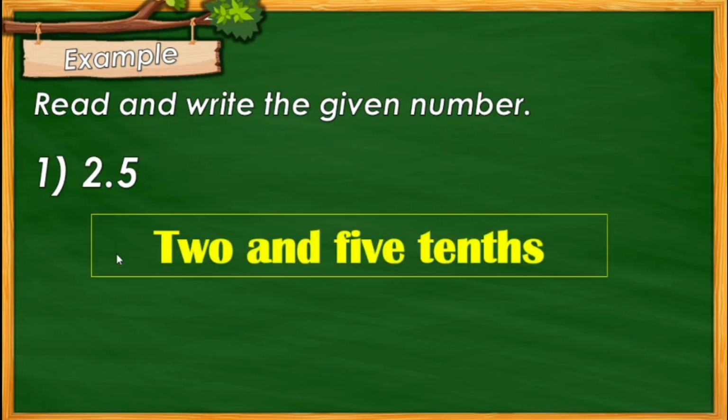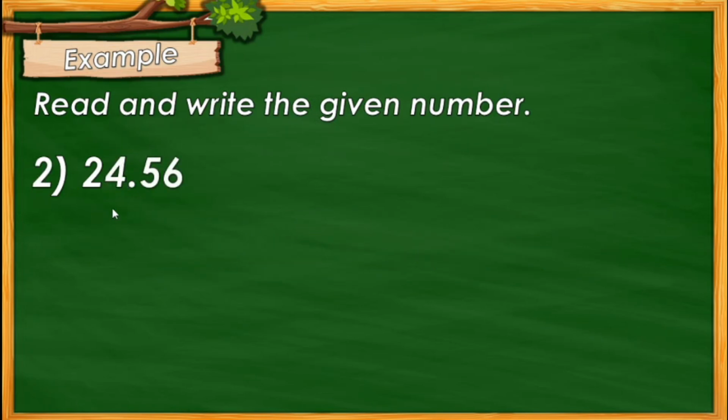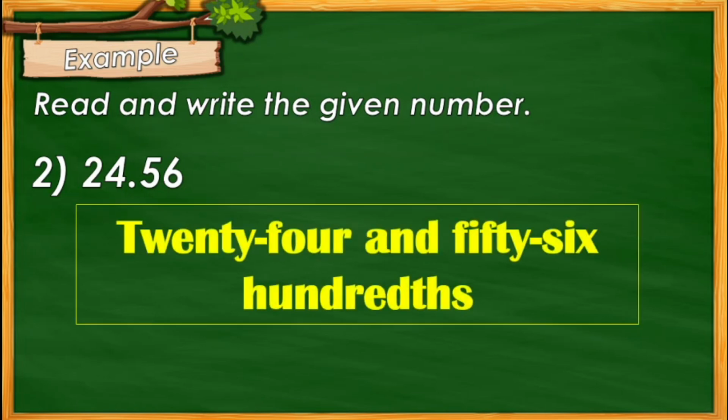So we have 2 and 5. 5 is in the tenths place. So we have 2 and 5 tenths. Next, number 2, we have 24.56. How do you read this one? We have 24 and, disregarding 24, we have tens, hundreds. So 24 and 56 hundredths.